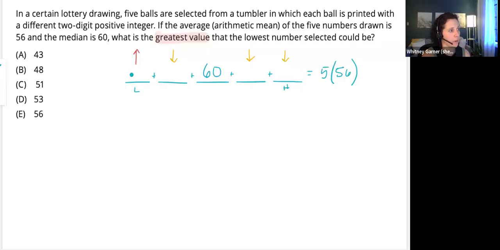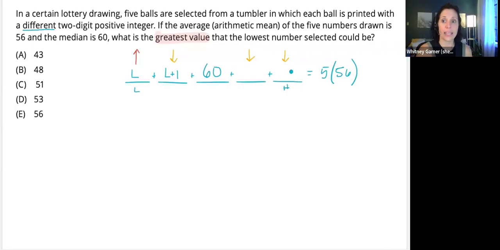This is the lowest number. What's the smallest I can make this number? Could I make it equal to L? Can 2 numbers be the same number? No, you're exactly right. It says 5 balls are selected in which each ball is printed with a different number. So this number is going to have to be at minimum 1 more than whatever this was. So if this number was like 49, this number would have to be 50.